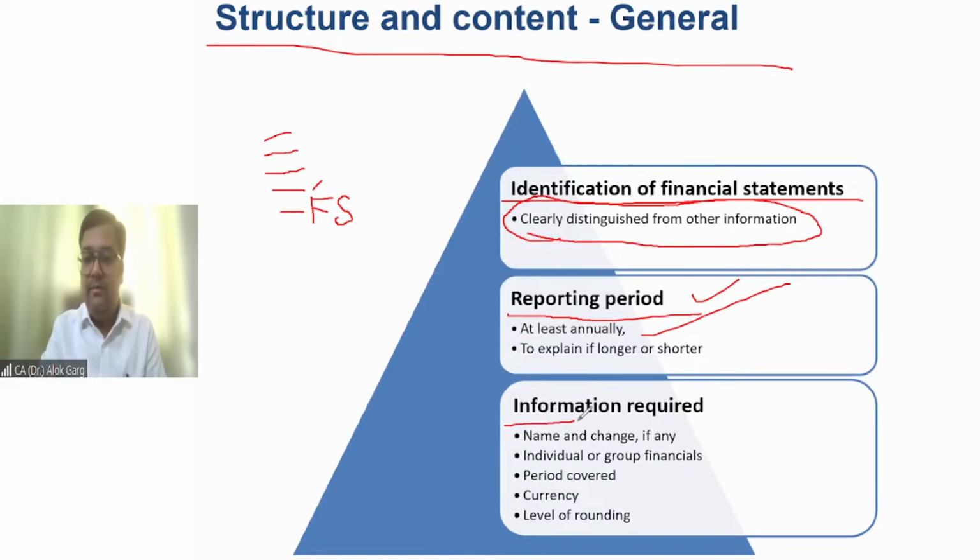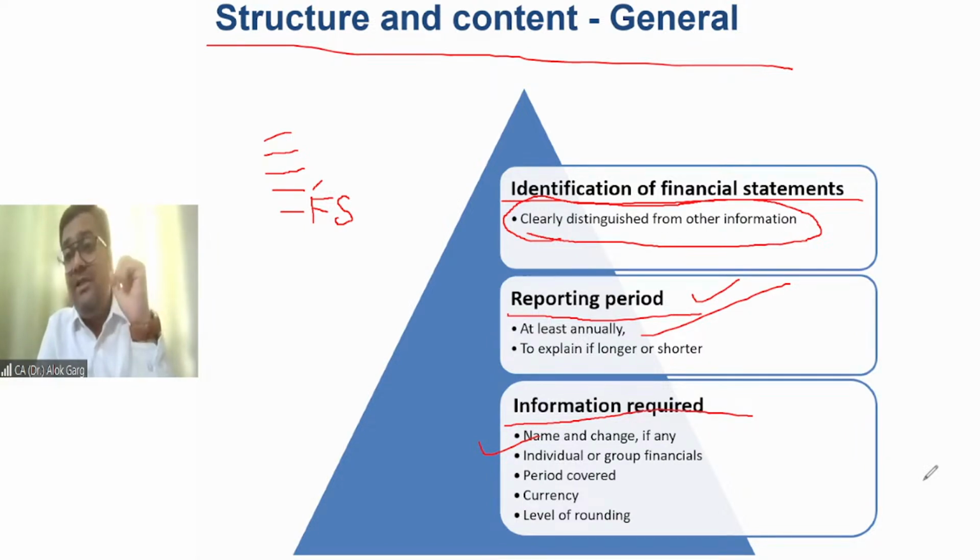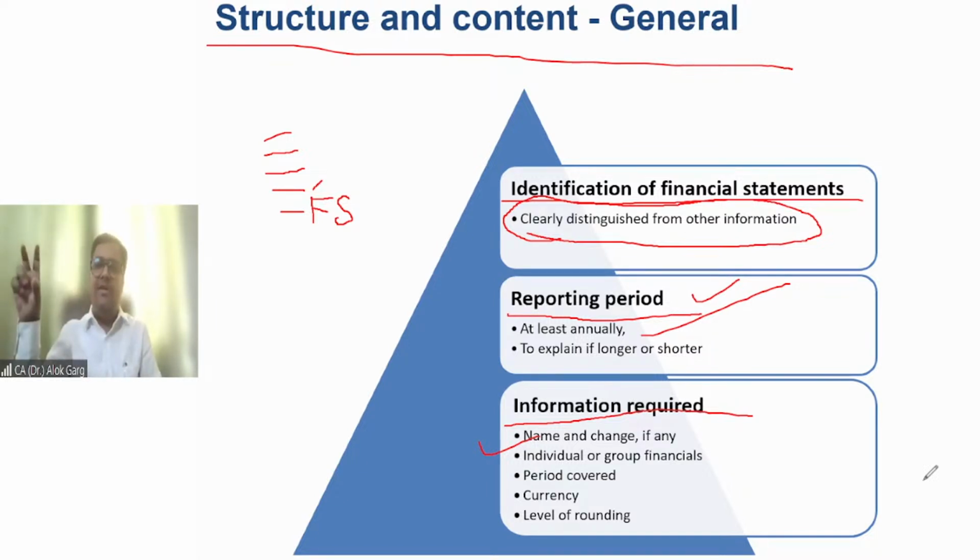Information required. What is the information which is required? Name and change in name. So what is the name of the company? It has to be there in the financial statement. If the company has changed the name, like if you will see the annual report of Indus Towers Limited for financial year 21-22, you will find that on the top of the balance sheet, they are writing like Indus Tower Limited, erstwhile Bharti Infratel Limited, or formerly known as Bharti Infratel Limited.